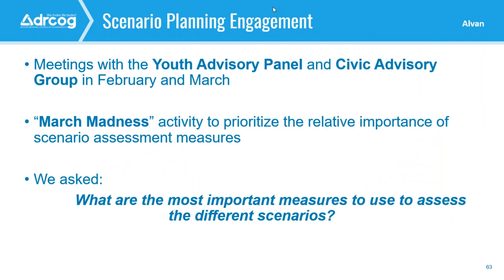So we've also had the opportunity to engage our youth advisory panel and our civic advisory group. Those meetings were held in late February and early March. We didn't have any findings or analysis to present to them, but we were able to introduce scenario planning, the concept to them, as well as how Dr. Cog is doing it, and then introduce them to the individual scenarios. So what are the two land use scenarios? What were the five transportation scenarios? The big component in each of these meetings was a March Madness activity, where we asked the participants what they thought the most important measures to assess the different scenarios were. So next slide.